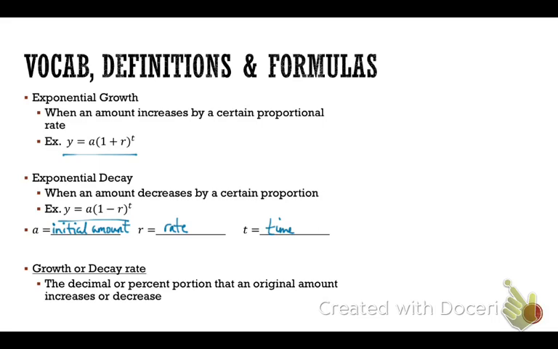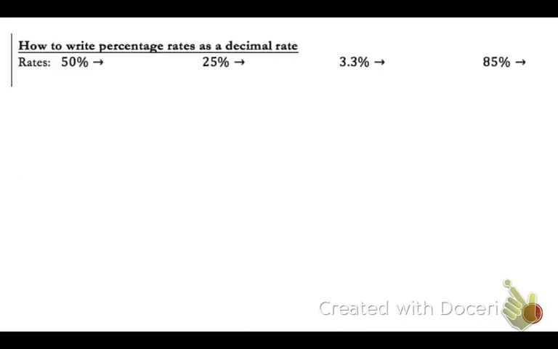Now when we talk about exponential growth or decay, there's always a growth or a decay rate. And so this is either the decimal or the percent portion that the original or the initial amount increases, grows, or decreases, decays. Now before we jump into some situations of growth and decay, we need to talk about rates, because these rates will show up in your real life situations as percents.